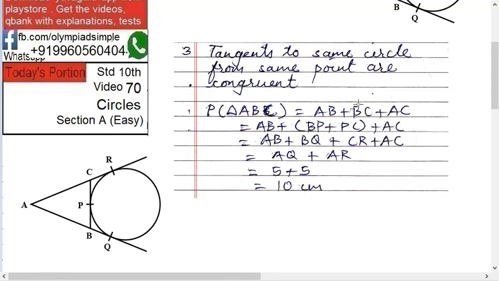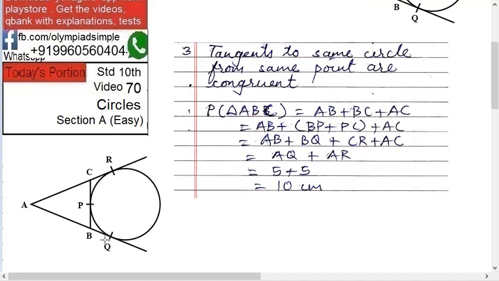This BP equals BQ, and PC equals CR. So we get this. But AB plus BQ is AQ, and CR plus AC is AR. And we have the values of both. So 5 plus 5, that is 10. So the perimeter of triangle ABC is 10.